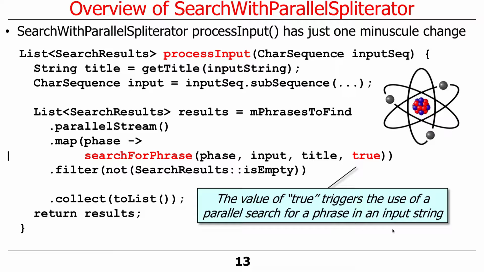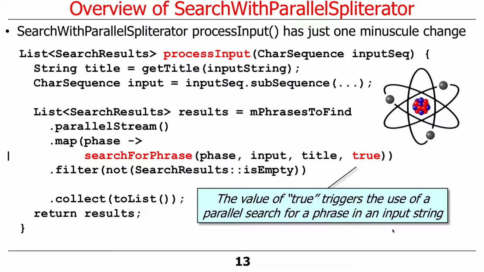So here's where this actually gets used. If you recall, there's a process input method. Remember, there's process stream and process input. And process input is the one that takes an input sequence, like a work of Shakespeare, like Hamlet, and then it goes ahead and searches for all the phrases to find in parallel. And so you can see we have a parallel stream. And what we do here is we say, turn the phrases into a parallel stream. Then for each phrase, search the input Hamlet for that particular phrase and do all that in parallel.